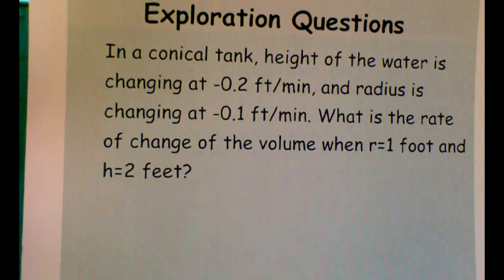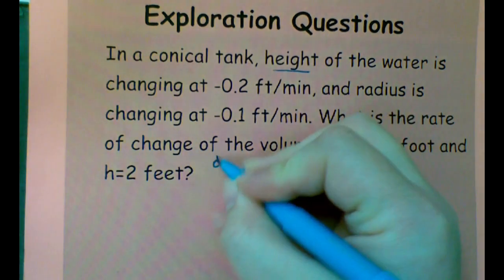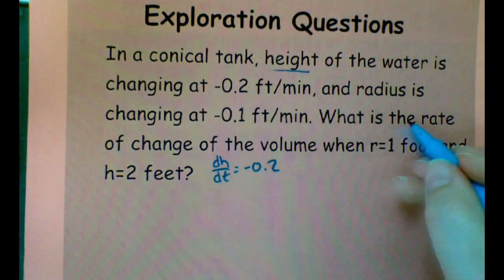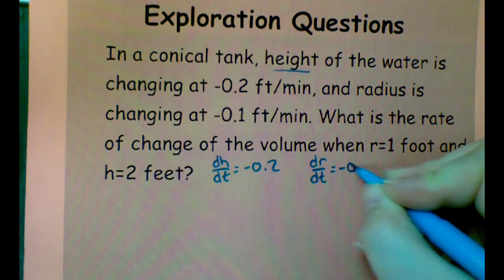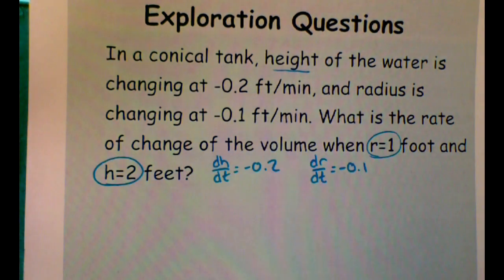So in my question here, in a conical tank, the height of the water is changing at negative 0.2 feet per minute, and the radius is changing at negative 0.1 feet per minute. What is the rate of change of the volume when r equals 1 foot and h equals 2? Well, we just had the formula. We just plug things in. The height is changing, so dh/dt is negative 0.2. The radius is changing, so dr/dt is negative 0.1. We know r is 1, we know h is 2, we just plug these values in.